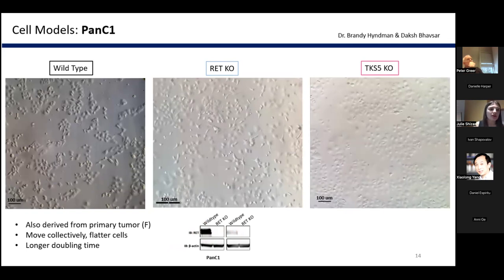So in terms of assays like collective cell migration with wound healing, it's more likely that they're collectively moving together versus just proliferation filling the wound. I also generated a CRISPR-Cas9 TKS5 knockout with another student named Dax. And thank you, Brandy, for generating the RET knockout, where we can see here again, RET expression was depleted.